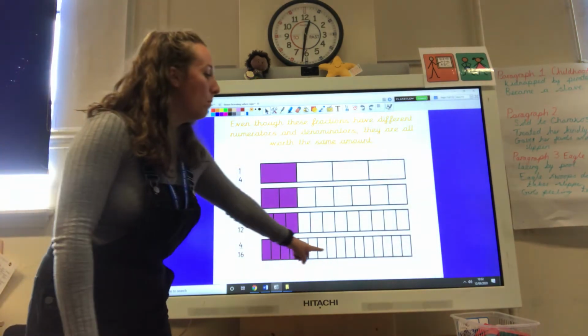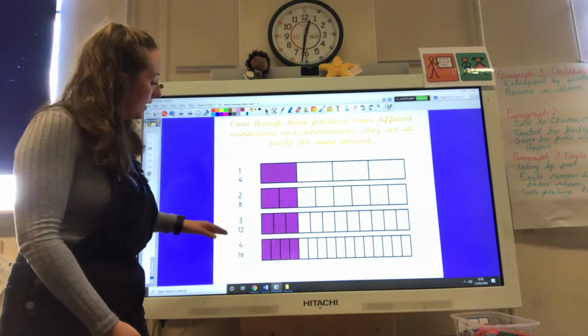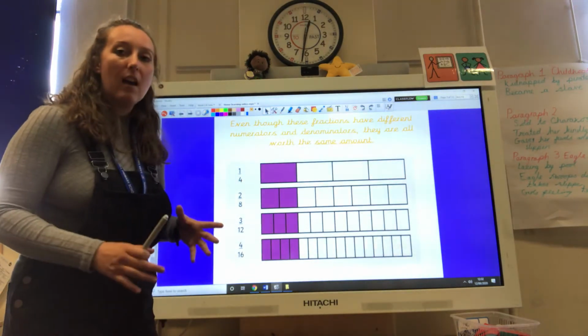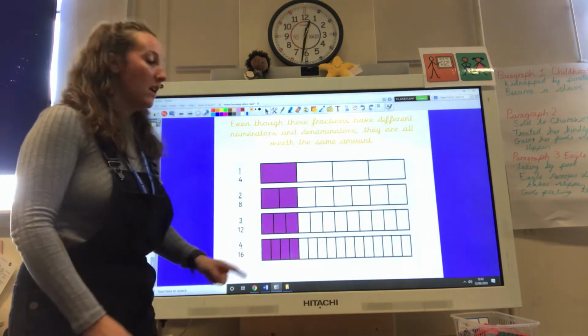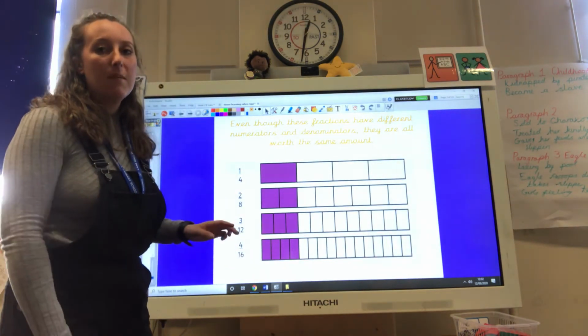As we have more pieces, we need more of them to cover the same area. So as the denominator gets bigger, we have more pieces, we need more in our numerator, more of those pieces to cover the same amount of area.